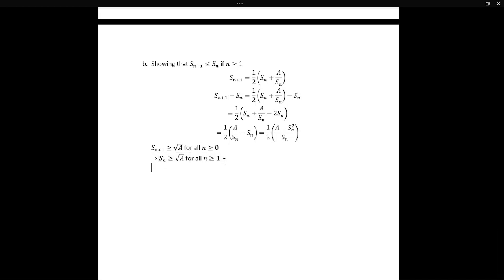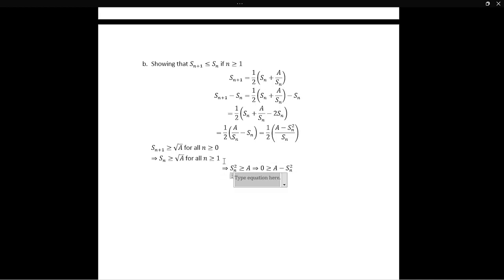So if s of n is greater or equal to the square root of a, and I know that s of n is a positive sequence, I can square both sides. If I square both sides, I'm going to have s of n squared greater or equal to a. Now this means that if I subtract s of n squared on both sides, I'm going to have 0 greater or equal to a minus s of n squared.